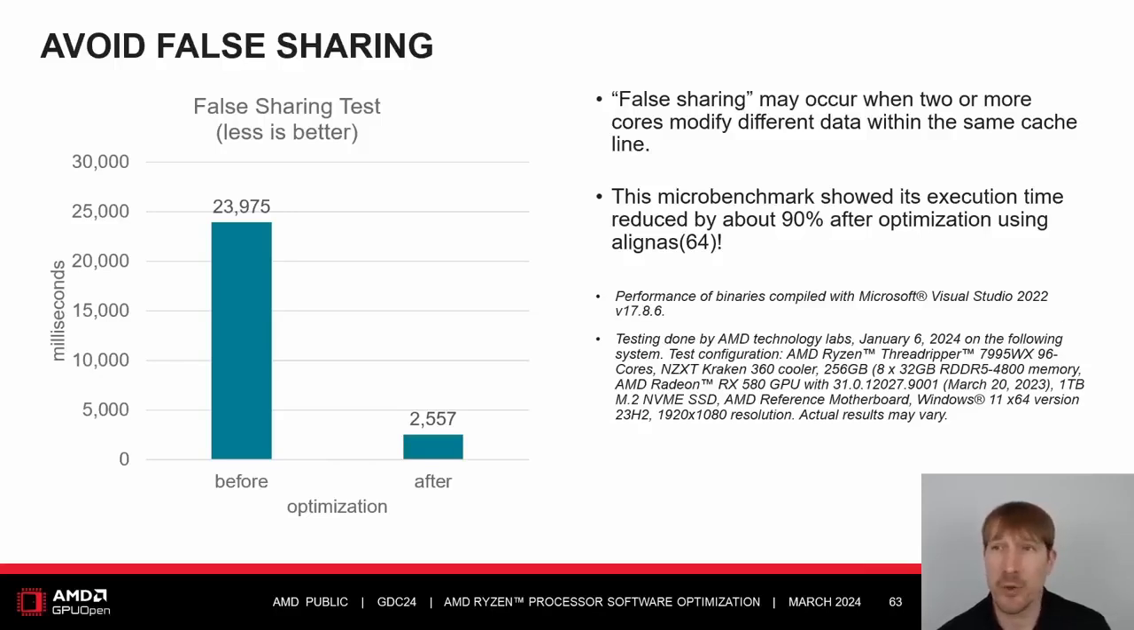False sharing may occur when 2 or more cores modify different data within the same cache line. Finding and fixing false sharing issues may have great performance benefits. Common solutions to false sharing in multi-threaded applications include alignas 64, using a local variable when possible, and processing a range rather than a single element. This microbenchmark showed its execution time reduced by about 90% after optimization using alignas 64.